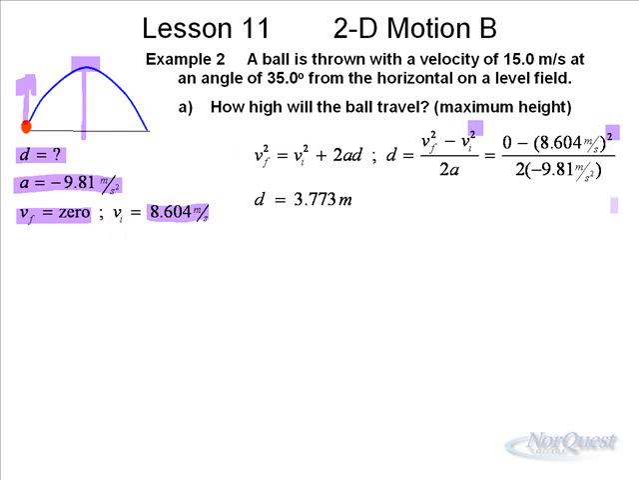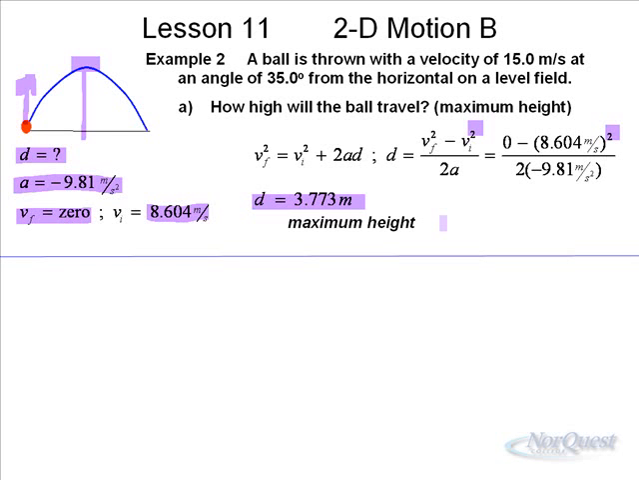So 0 minus 8.604 squared divided by 2 times the acceleration of gravity gives you a displacement of 3.773 meters. It's positive because it's up. And there's your answer. There's your maximum height right there. Okay, so fairly straightforward in finding out how high it goes. Once you've done the initial work and taken that 15 meters per second at 35 degrees and resolved it into its two components. So question B is, what is the time of flight?